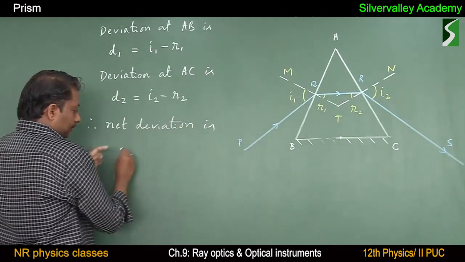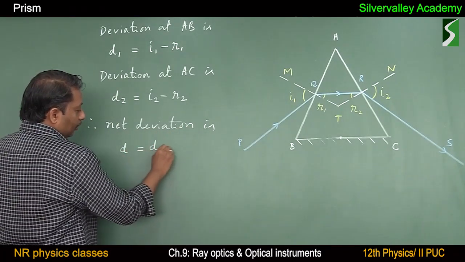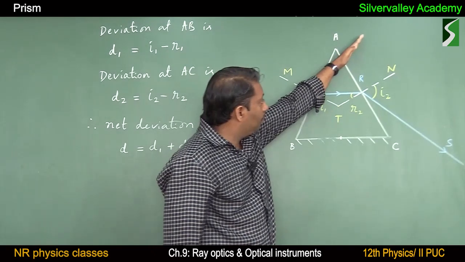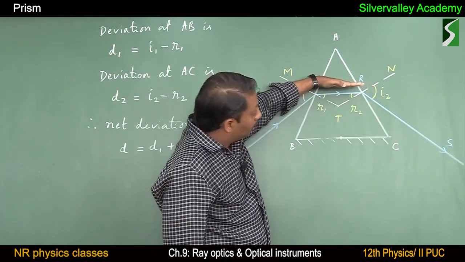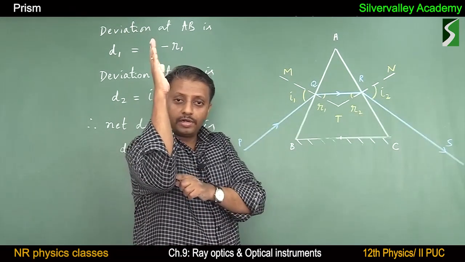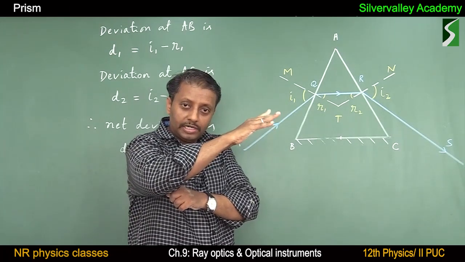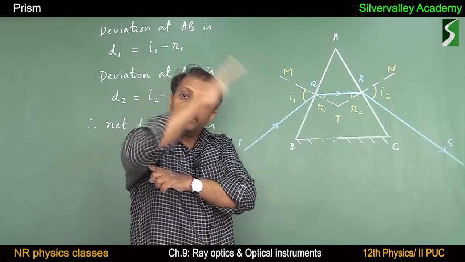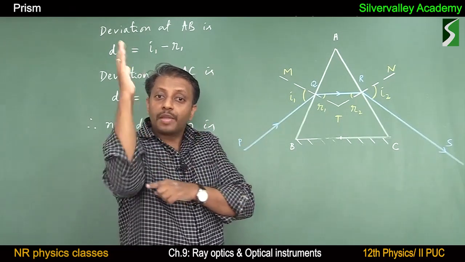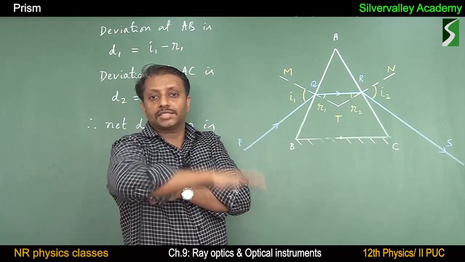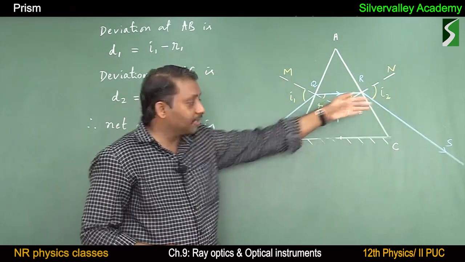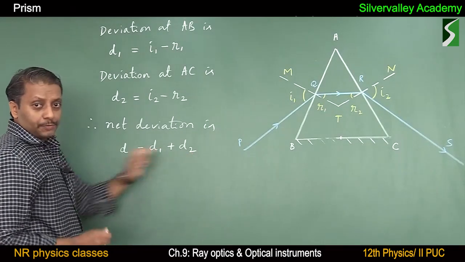Therefore, net deviation is D equal to D1 plus D2. This light ray bends clockwise. Again, instead of traveling straight, it bends clockwise. From here, deviation is D1. From here, deviation is D2. So, what is the net deviation? It is D1 plus D2. Why it should be D1 plus D2: both the deviations are in the same sense, clockwise or anti-clockwise. So, in this case, both of them are in clockwise sense. That is why total deviation is D1 plus D2.